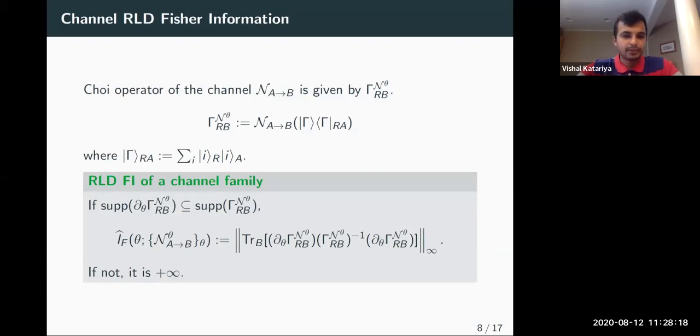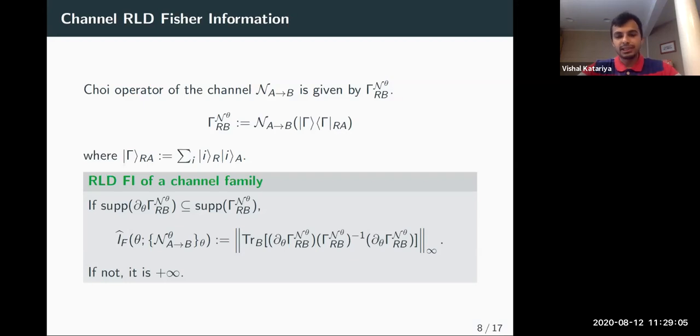A natural next step, when we define the RLD Fisher information for states, is to define it for channel families. A very basic tool that we use almost all the time in quantum information is called the Choi operator or the Choi state. For a channel going from A to B, the Choi operator is a bipartite quantum state on systems R and B, where you're just passing one half of what's called the maximally entangled vector through the channel. That gives rise to this very elegant formula for the RLD Fisher information of a quantum channel family.